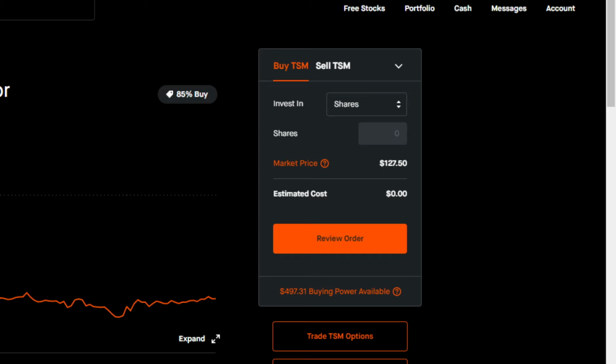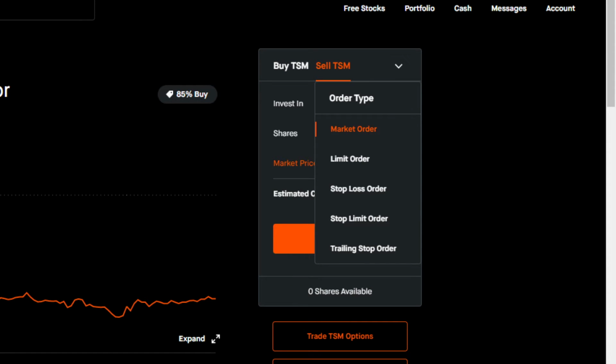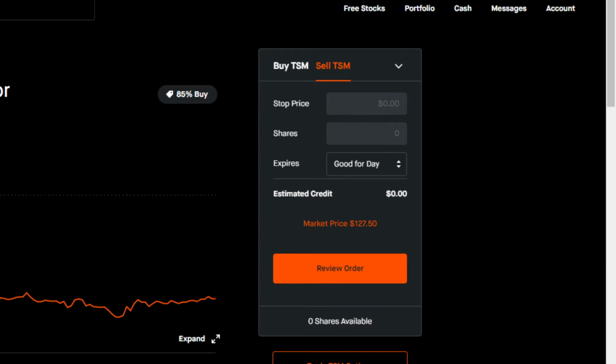So, obviously, when you're in a position and you want to set a stop loss, the first thing you got to do is make sure you're selling the position, and you want to set a stop loss order. You don't want to set a stop limit order. So, we're going to set a stop loss order, okay? And then you're going to set a stop price.